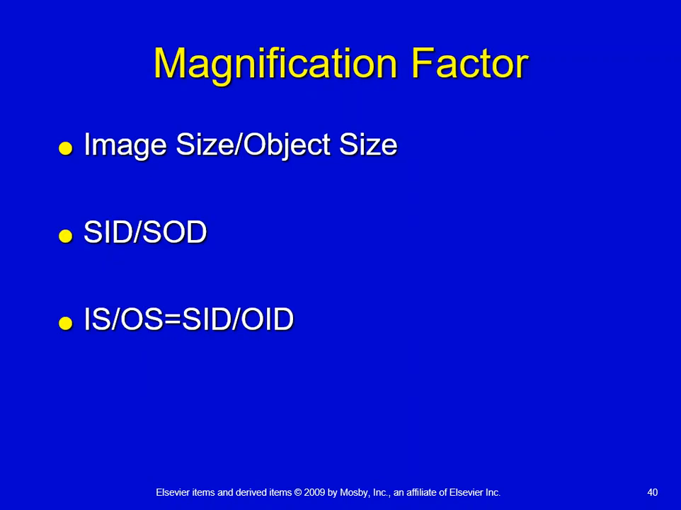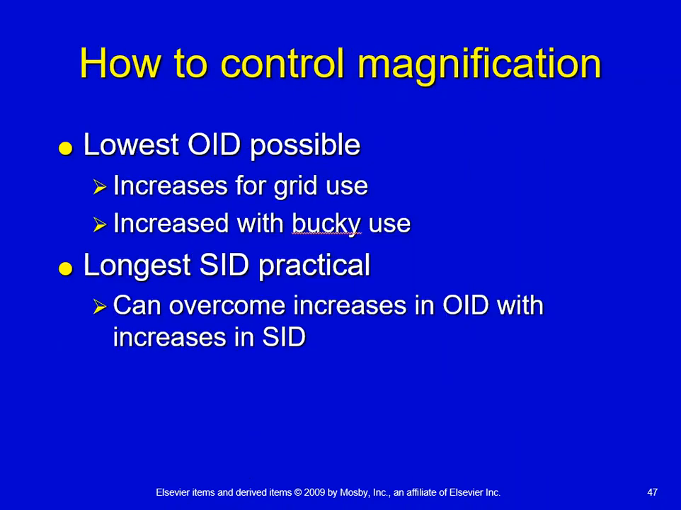Mathematically, this is where people kind of get lost in calculation of magnification factor. Remember, SOD, source to object distance, is SID minus OID. What people tend to skip whenever they're calculating magnification factor is SOD. So in a lot of cases they'll go SID over OID. Well, no, it's SID over SID minus OID. So how do we control magnification factor? We use the lowest OID possible.